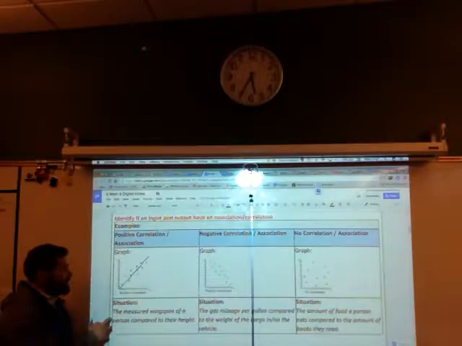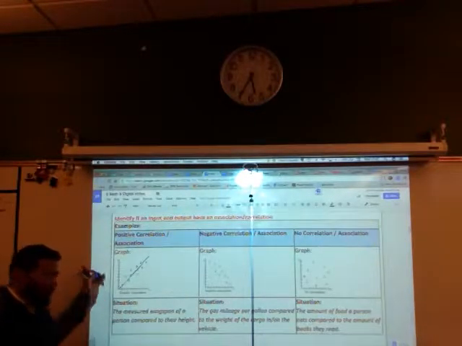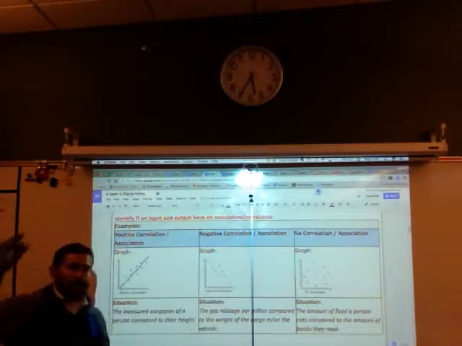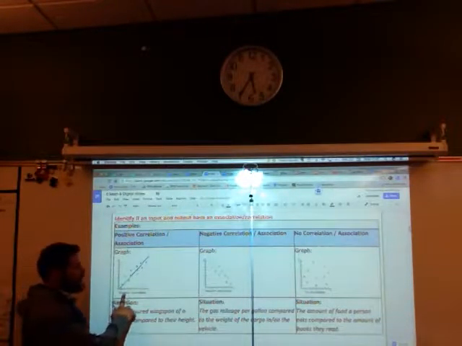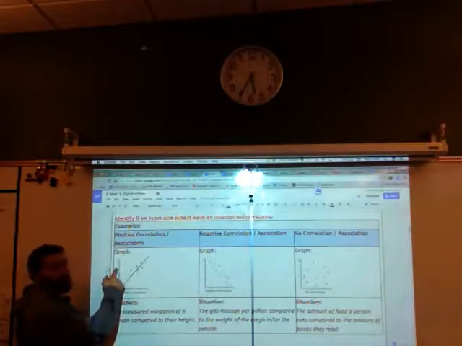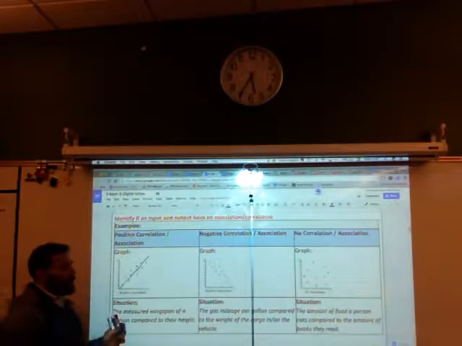A situation that might match this is if I measured the wingspan of somebody and their height. I should expect a positive association. As the wingspan gets bigger, their height would also get bigger. Okay? So that would be a positive association.